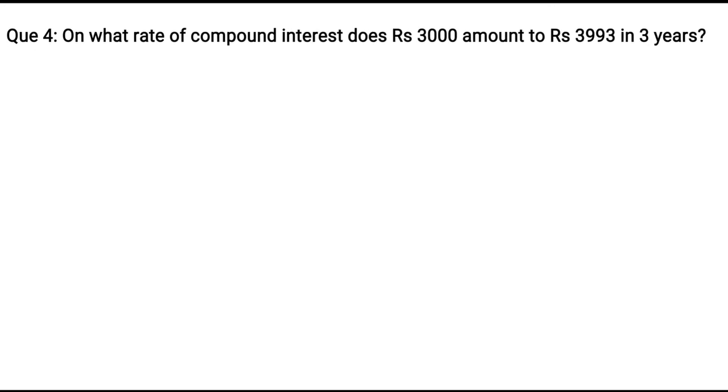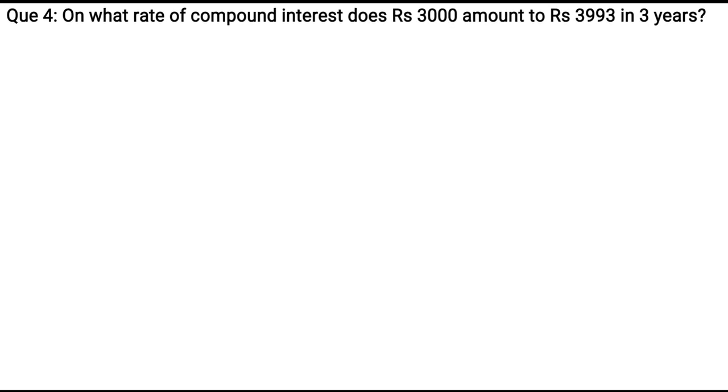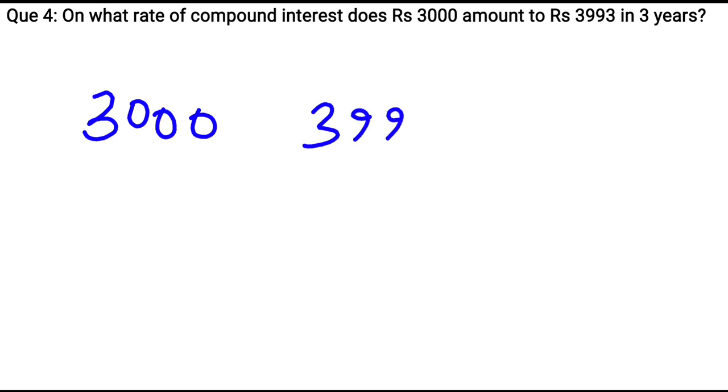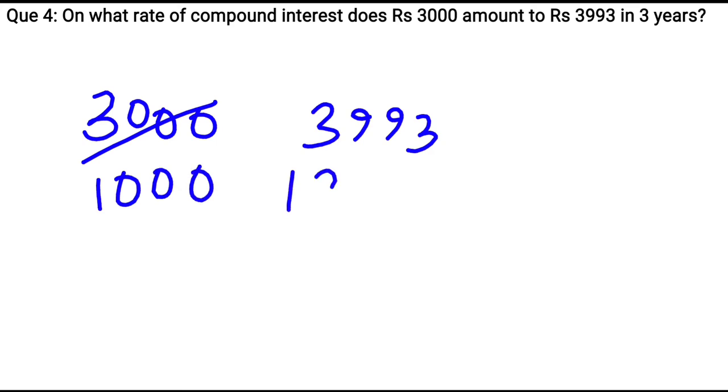Next question. At what rate of compound interest does this amount become this in 3 years? It is a very easy question. This is the money you had deposited, the principal, and this is the interest. If we simplify this by 3, it is 1000 and it is 1331. So 1000 becomes this much money.